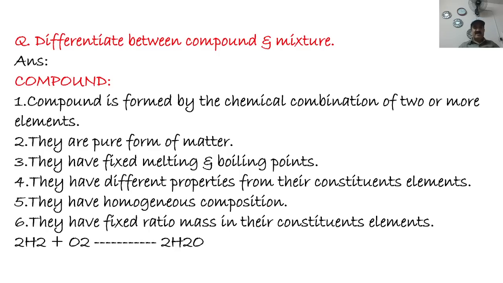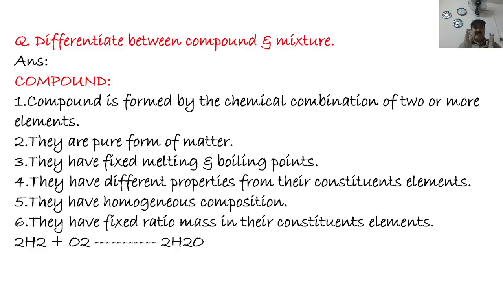Now we come towards differentiating between a compound and a mixture. First of all, I will define what a compound is and then what a mixture is. Mixtures have two types. A compound is formed by chemical combination of two or more elements. When two or more elements chemically combine and make a bond, a compound is formed. Compounds are a pure form of matter. It is not impure.